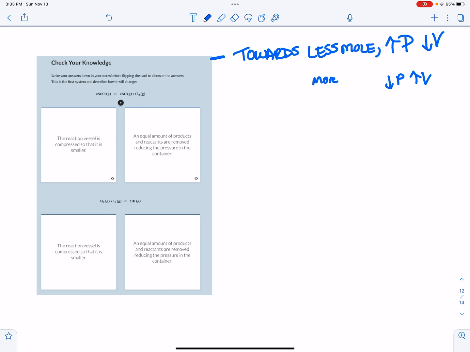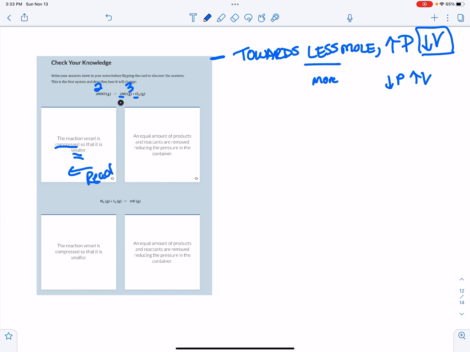So this one says a reaction vessel is compressed so that it's smaller. And so if the whole thing is compressed, what we're doing is we're decreasing the volume, which means it's going to go towards less moles. So on this one, I have 2 moles, and over here I have a total of 3, 2 plus 1. So it'll go in the direction of less moles, which is it'll go towards the reactant side.